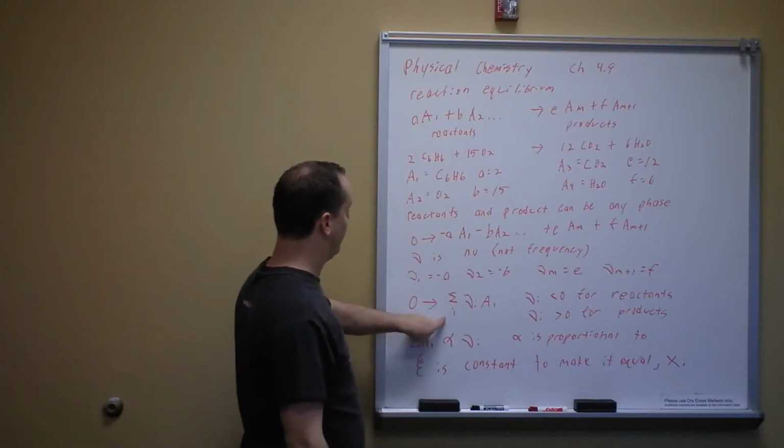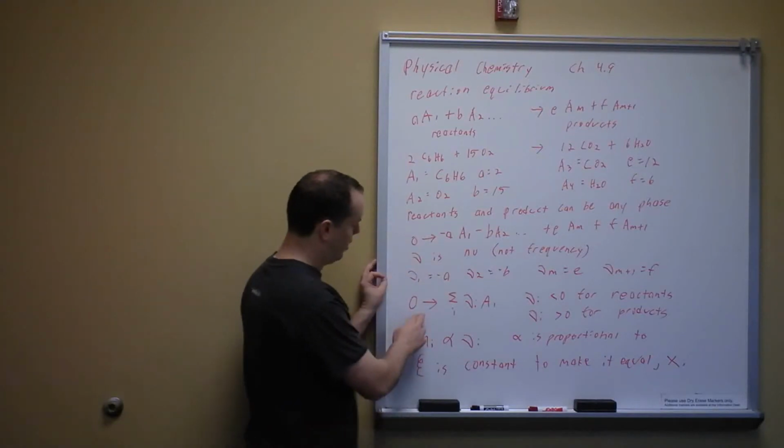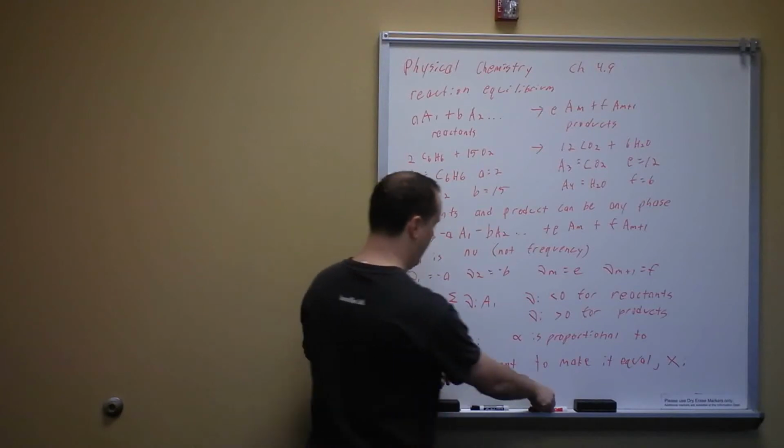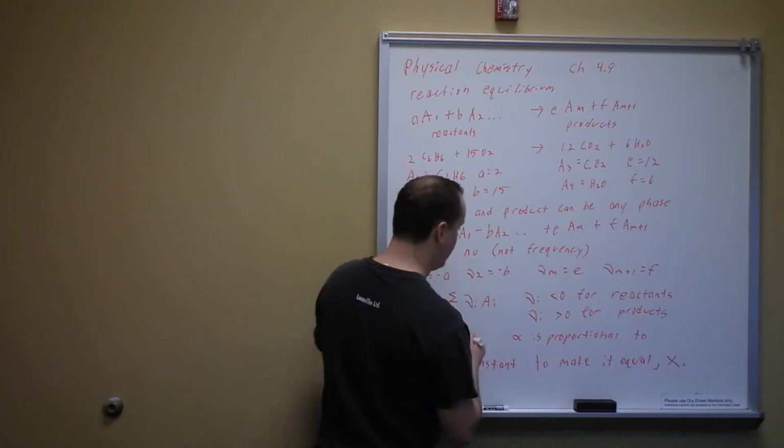So what we really have here, we're going to rewrite this in summation notation. So we're going to go from 0 to the sum over i of nu sub i times A sub i. It's an i, obviously.